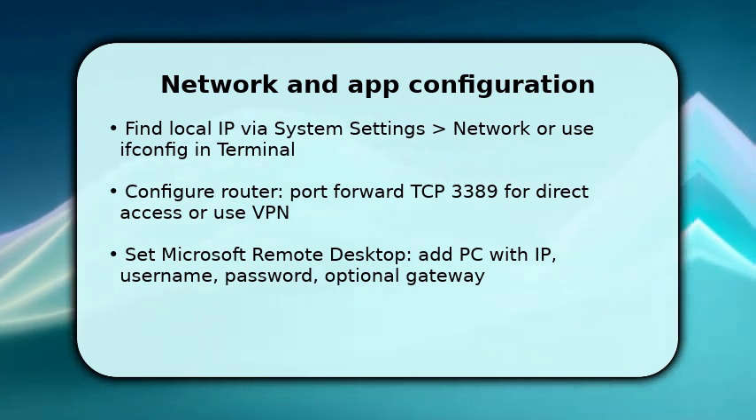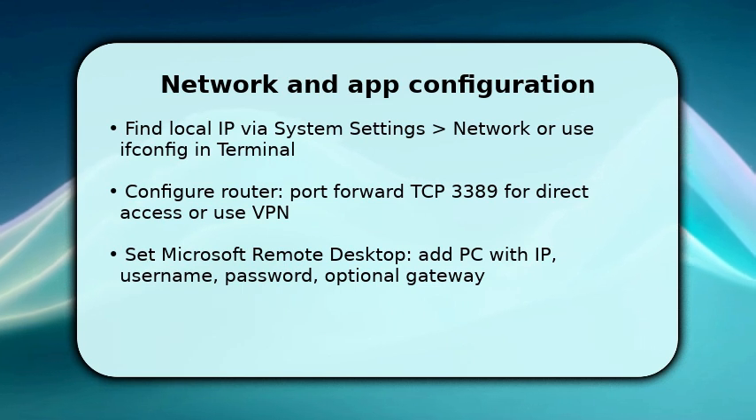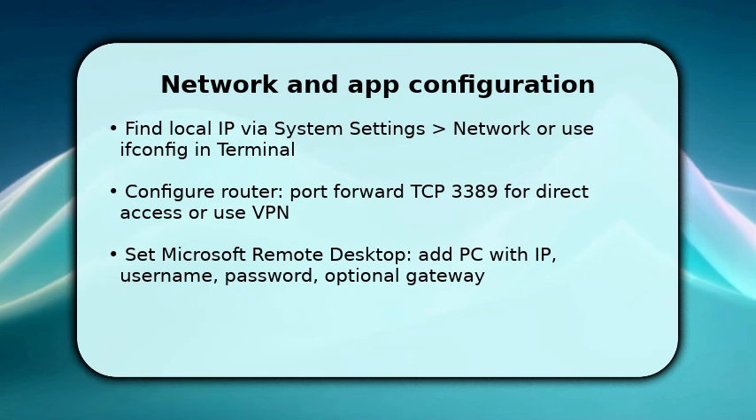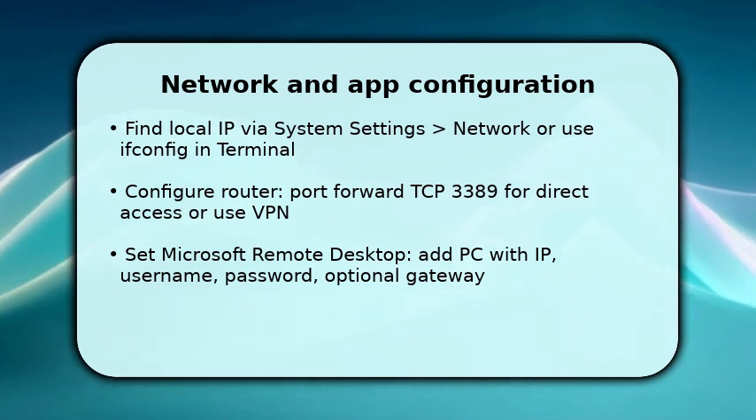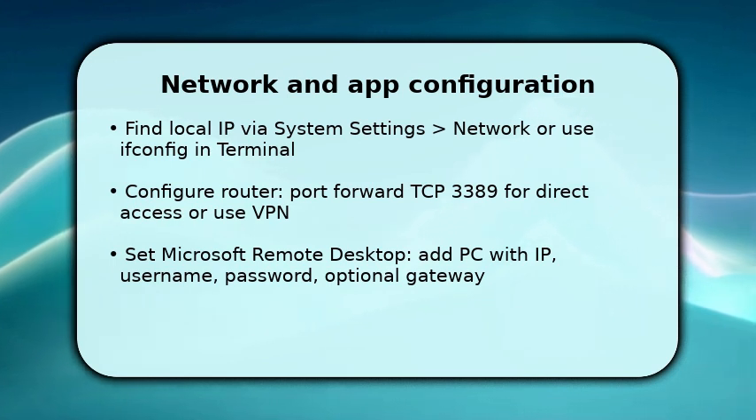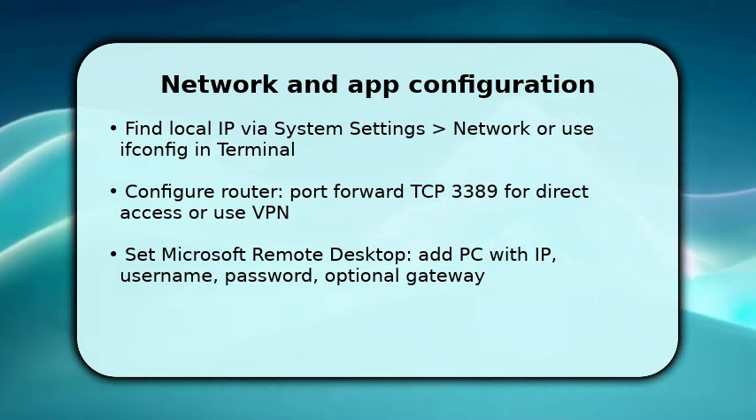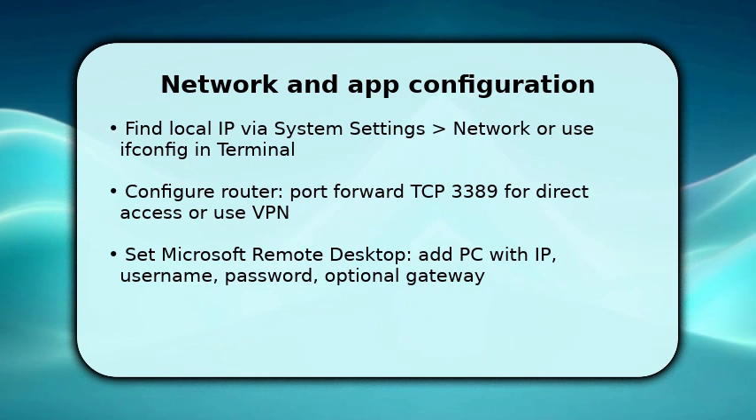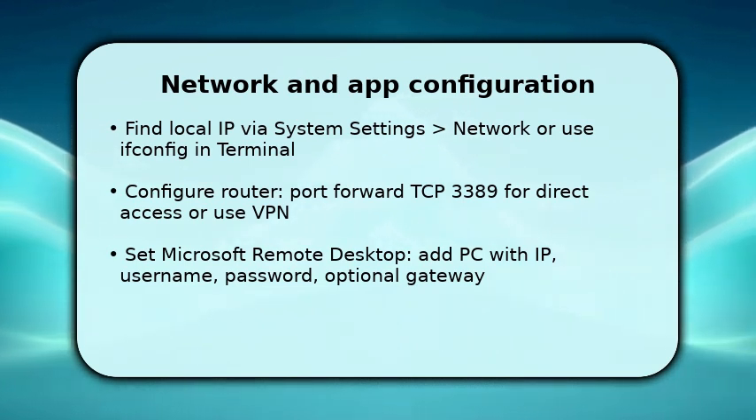If connecting across the internet, forward TCP port 3389 on your router, or, more securely, connect through a VPN or RD gateway. In Microsoft Remote Desktop on the client, add a new PC using the IP. Enter the username and password, and configure display and sound preferences. Make sure to test a local connection before attempting external access.